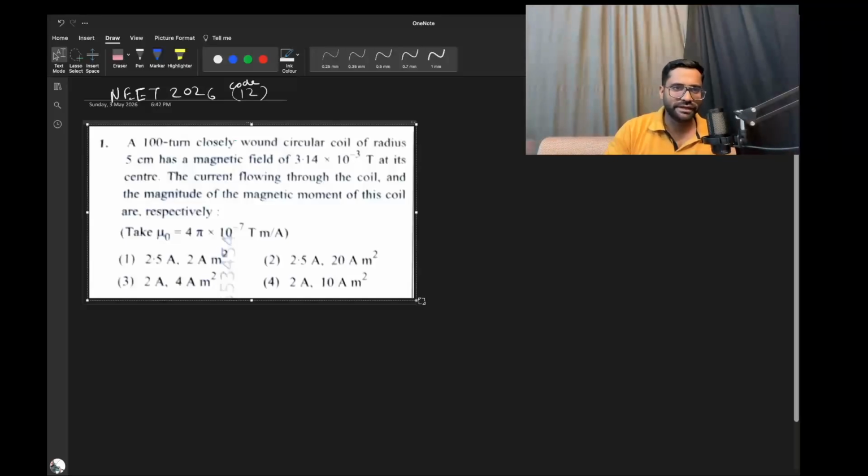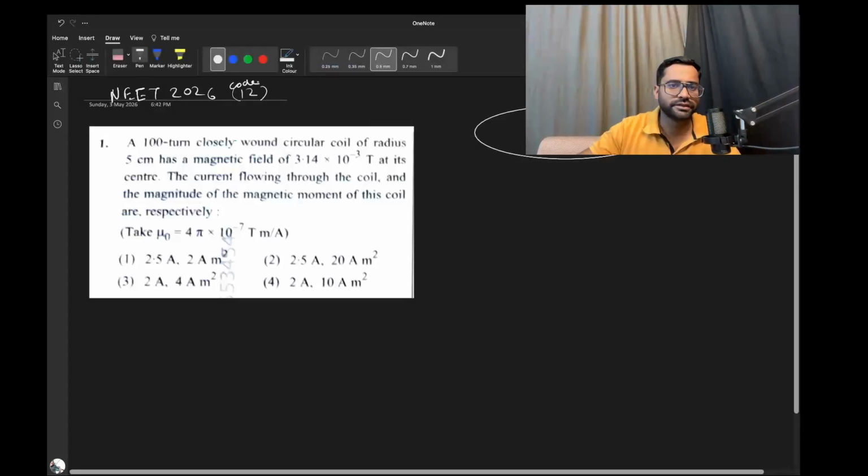Let us solve NEET 2026 question paper, today's paper. Question number 1, code 12. A 100-turn closely wound circular coil of radius 5 centimeter.